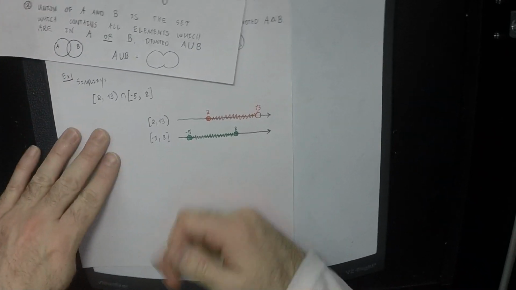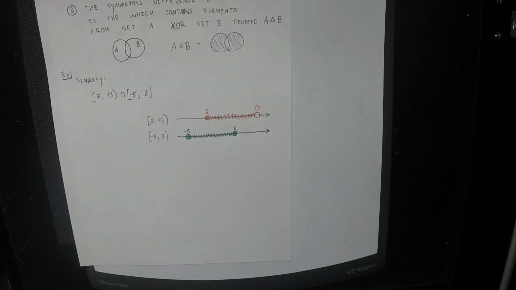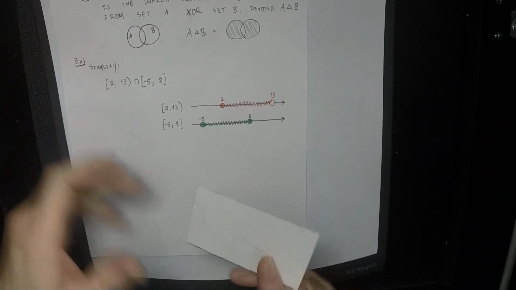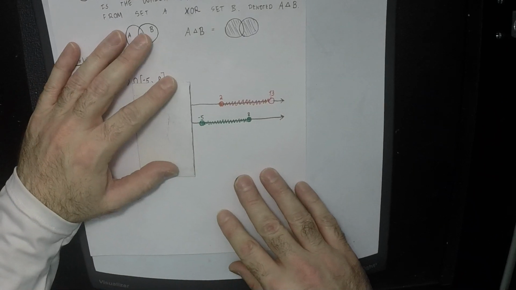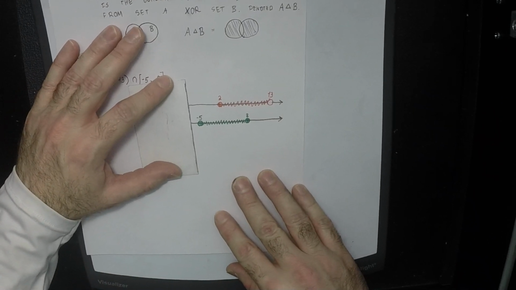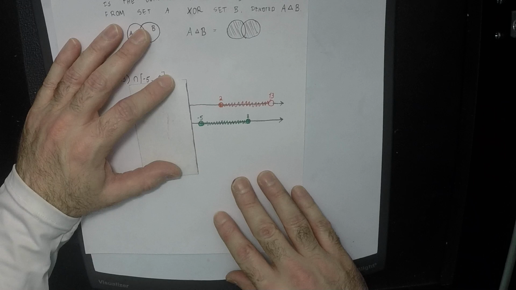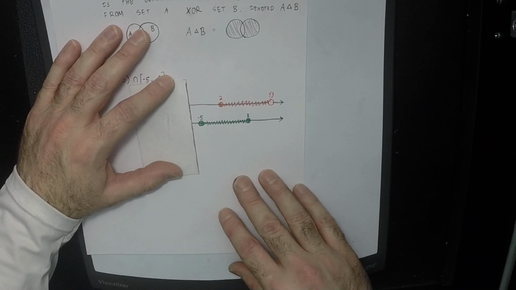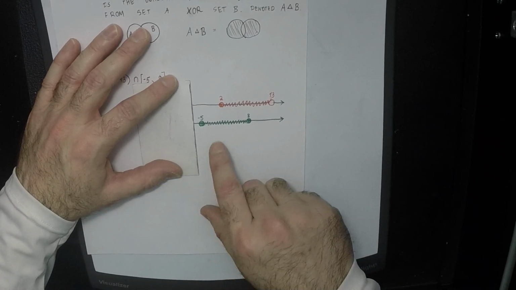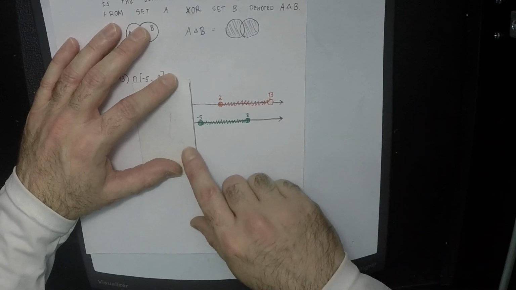Intersection. That means we want all of the points that are in the first interval and the second interval. So suppose we're back here, like at negative 7. Is negative 7 in the intersection? It is not, right? Because it's not in both sets.